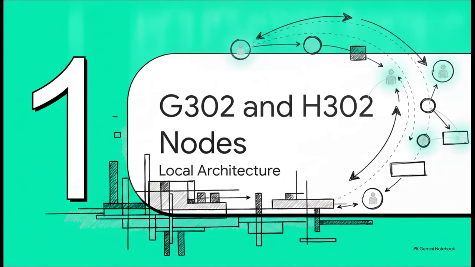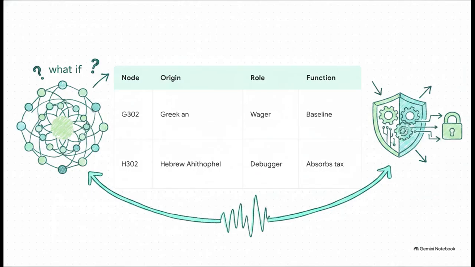Let's get started. Section 1. The G302 and H302 nodes. Okay, so first we have to define the core components of our local system architecture, and it's amazing how perfectly a peer partnership maps into this historical and mathematical precision.